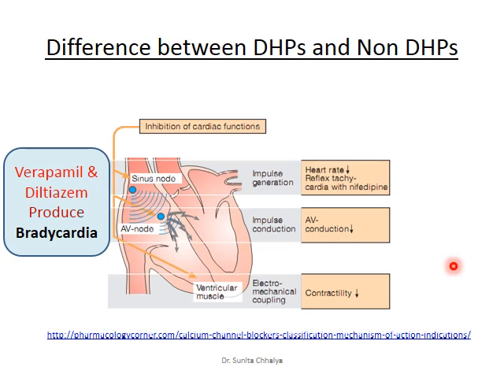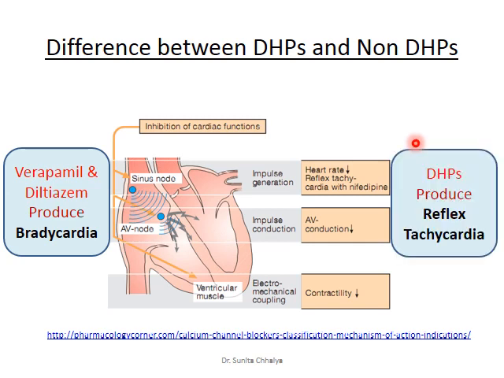while dihydropyridine derivatives, their primary action is on the vascular smooth muscle L type of calcium channel. They produce powerful vasodilatation, and due to that there is a reflex activation of the sympathetic nervous system, and that reflex activation produces reflex tachycardia with nifedipine. So dihydropyridine derivatives produce reflex tachycardia. So that is the main difference between verapamil, diltiazem and nifedipine.